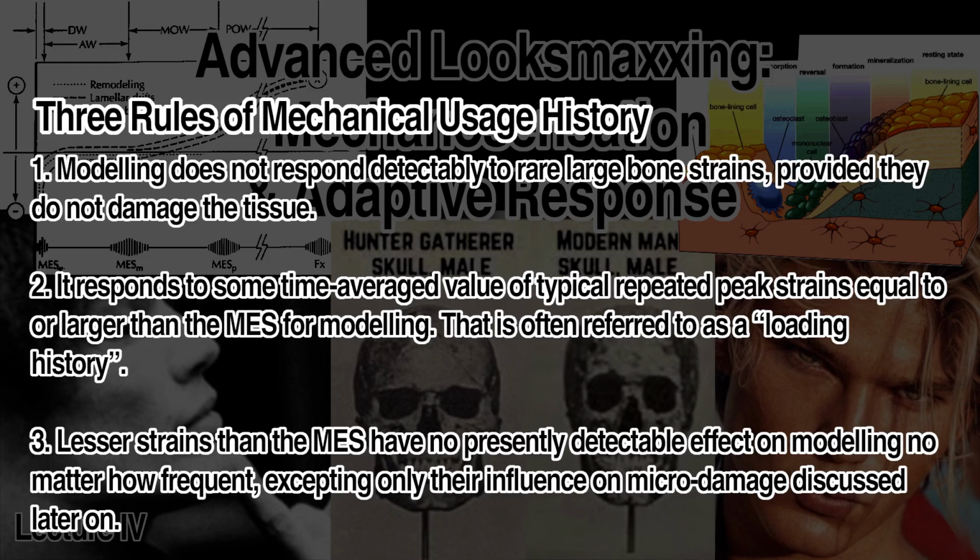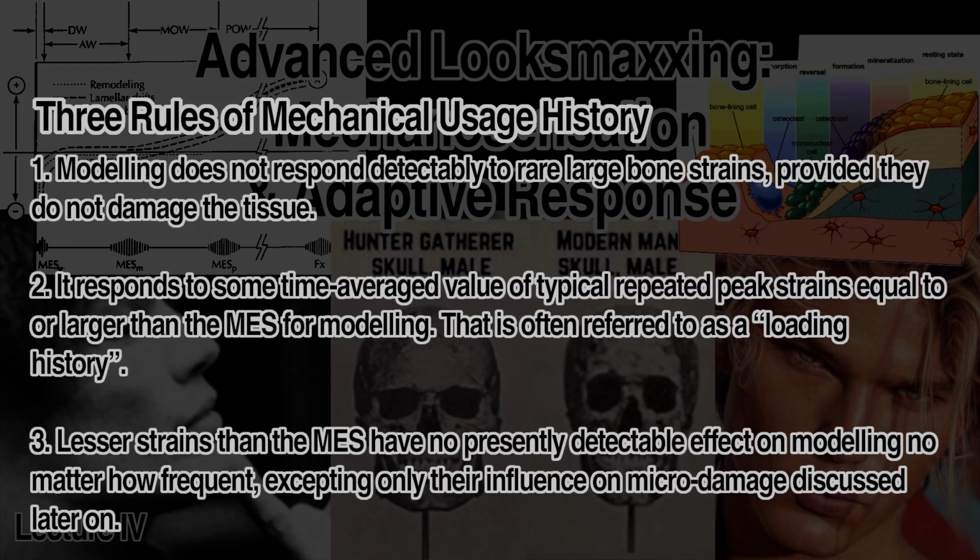First, modeling does not respond detectably to rare large bone strains, provided they do not damage the tissue. Second, it responds to some time average value of typical repeated peak strains equal to or larger than the minimum effective strain for modeling. That is often referred to as loading history. Third, lesser strains than the minimum effective strain have no presently detectable effect on modeling, no matter how frequent.